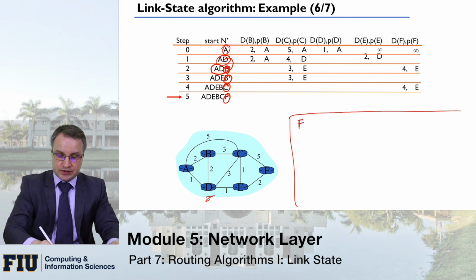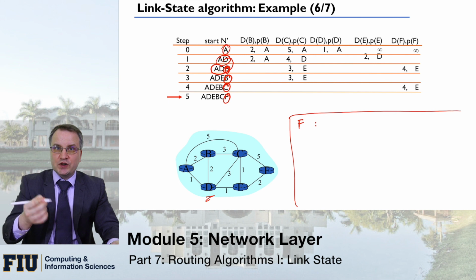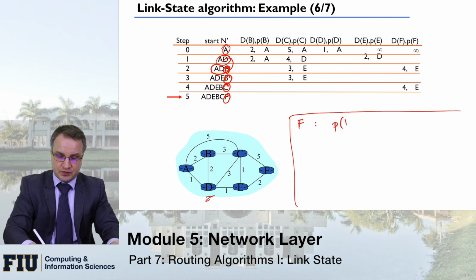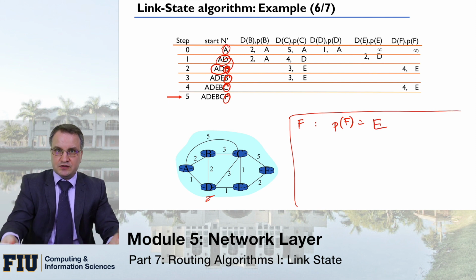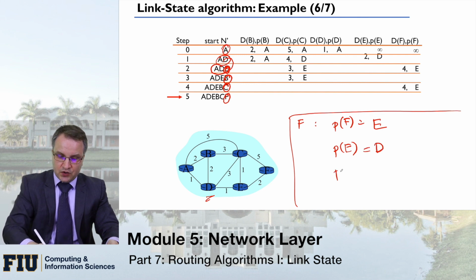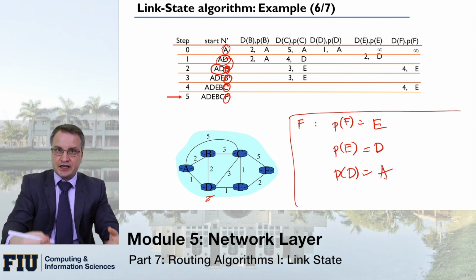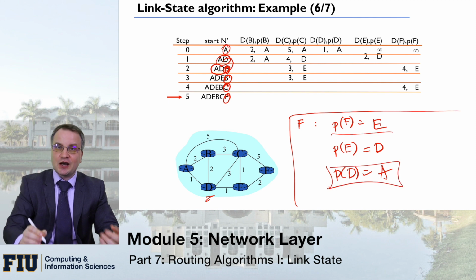What you're going to do is consider what is P of F. P of F, in this example, is E. That would be the previous hop. Then you consider what is P of E. In this case, it's D. And P of D is, I think, A. So as soon as it's A, that means F can be reached if A forwards to D. This is the stopping condition, and you consider this as the next hop.